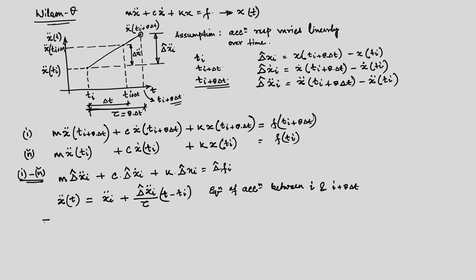Now, what can we do? We can integrate this expression, and then what will we get? First, we will get the velocity. So, what is the velocity? This will be x i dot plus x i double dot, then t minus t i, plus half delta x i double dot hat divided by tau, then t minus t i whole square.